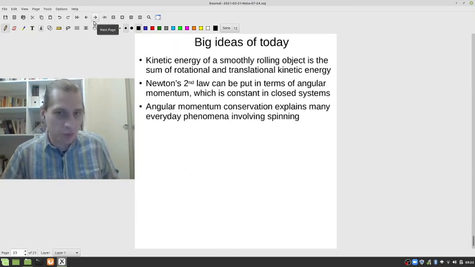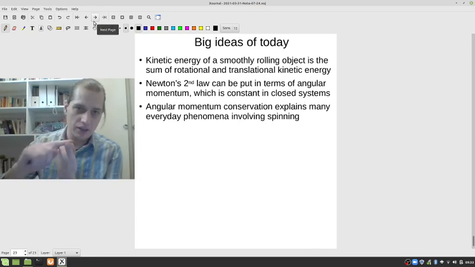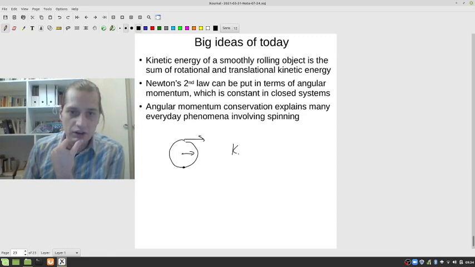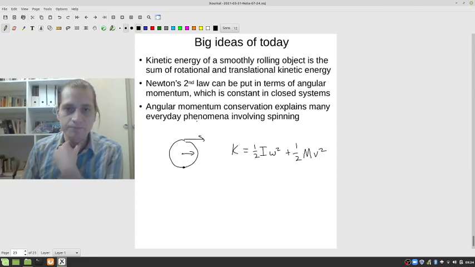Let's just recap. What are the big ideas of today? Kinetic energy of a smoothly rotating object. You've got it moving fast at the top, less fast at the middle, not at all at the bottom. And we say the kinetic energy would be 1/2 I omega squared plus 1/2 m v squared, where you're just thinking about this as pure rotation plus pure translation.